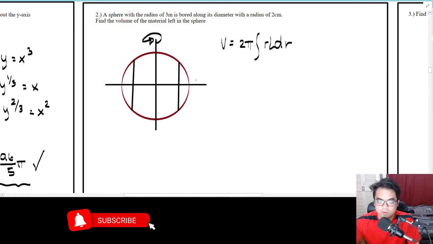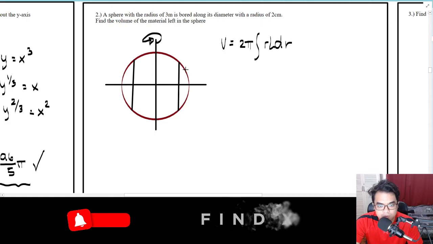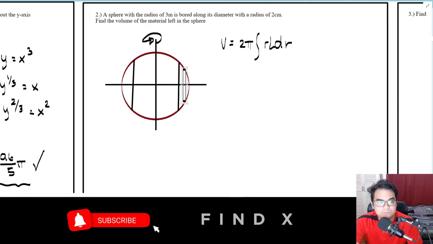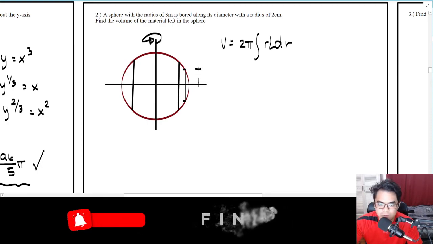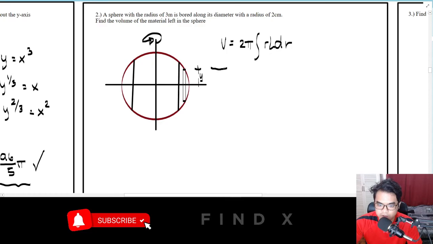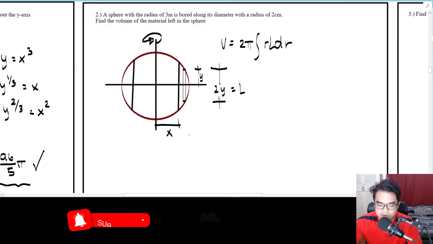Okay, so this will be your dA. As you can see, from here to here, this will be your y. So that is y. Of course, the lower part is also y. Therefore, we can say that this is 2y, and this will act as your length, and of course, the radius will be this one, which is just x.